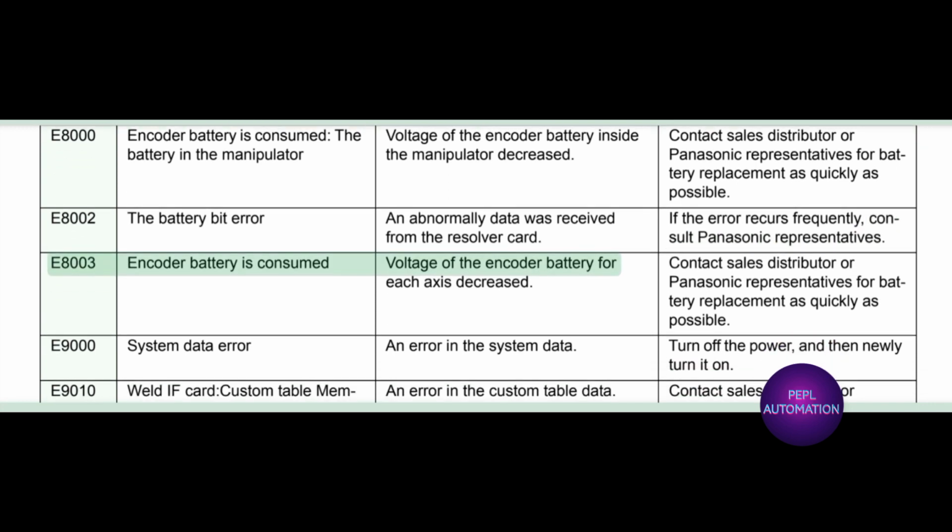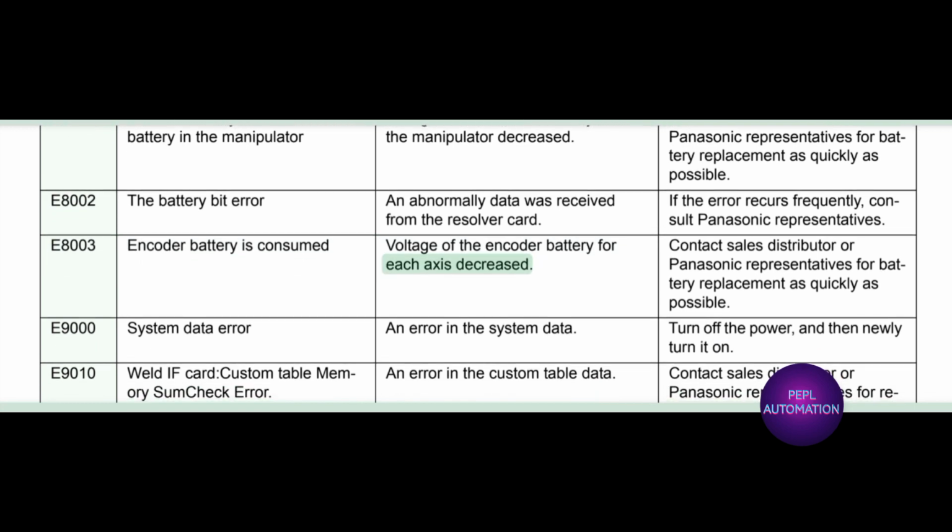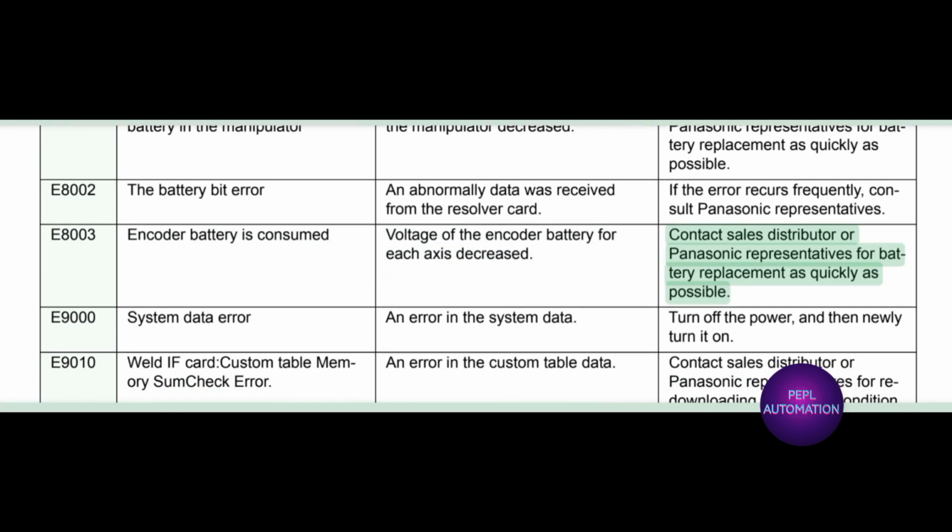E8003, encoder battery is consumed. Voltage of the encoder battery for each axis decreased. Contact sales distributor or Panasonic representatives for battery replacement as quickly as possible.